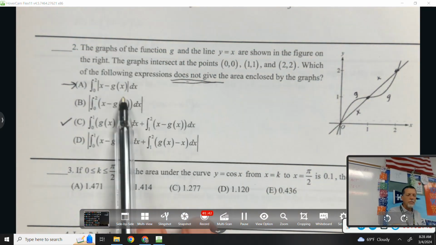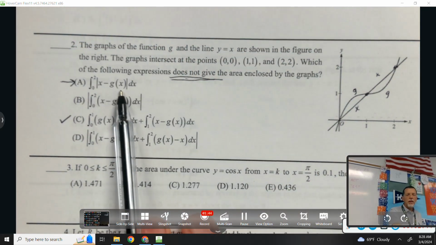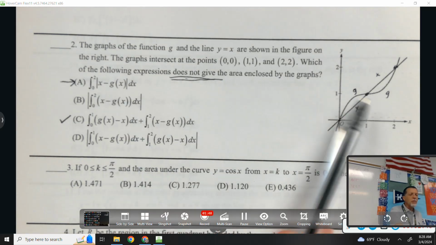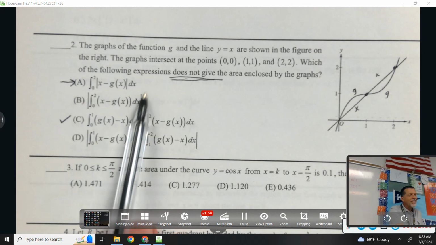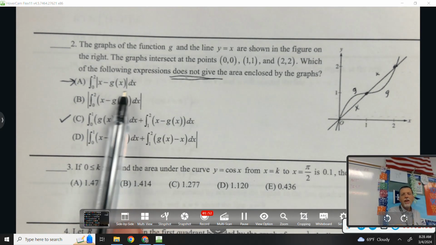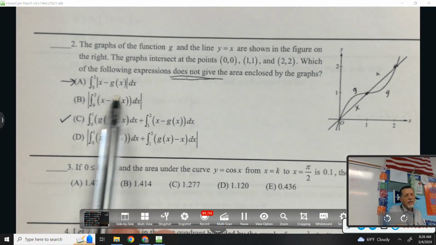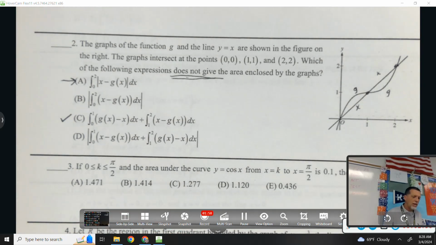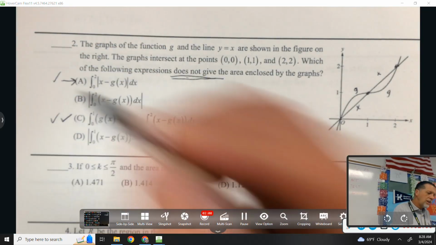We did not talk about doing it that way. Because if it shows up on a no calculator part of the test, you're not going to do it that way. You can't do it that way. But if it shows up on a calculator part of the test, you could do it this way and let your calculator do the absolute value thing. So A works. C is sort of our preferred way.